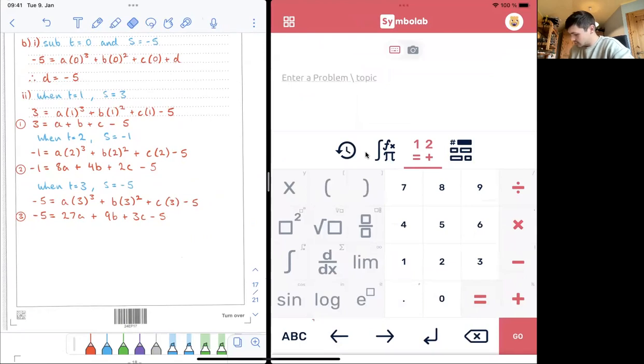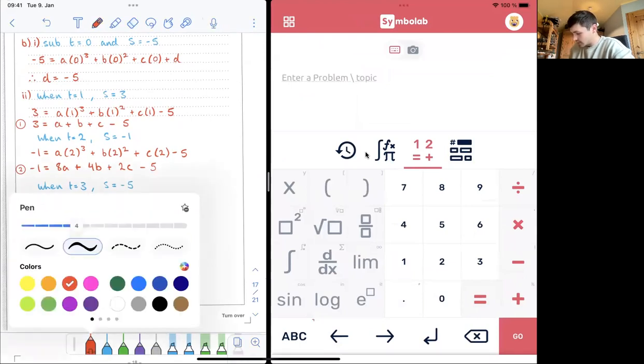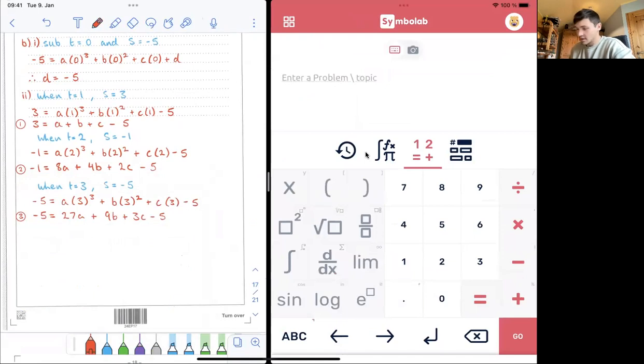I will also note that for each of these three equations, you could have also brought the -5 to the other side of the equation. So, for example, equation 1 would have been 8 equals 8 plus B plus C. Equation 2 would have been 4 equals 8A plus 4B plus 2C. And equation 3 would have been, what have we got? 0 equals 27A plus 9B plus 3C. Both would have been fine.